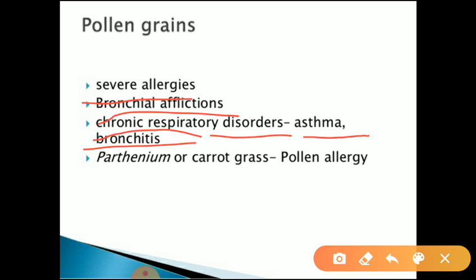Okay, especially Parthenium or carrot grass can lead to this pollen allergy. Okay, what is Parthenium? It is a genus of North American shrubs within the daisy family. Okay, this plant's pollen grain can lead to pollen allergy.